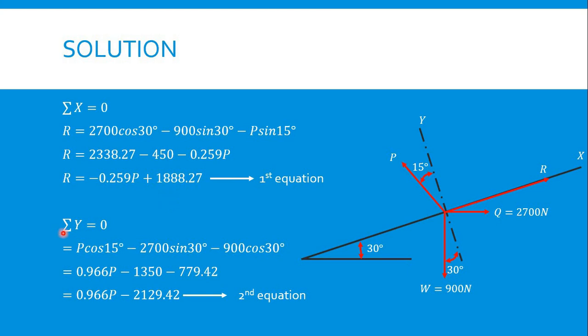1888.27. For the summation of Y: P cosine 15 degrees minus 2700 sine 30 degrees minus 900 cosine 30 degrees. That is 0.966P minus 1350 minus 779.42, and we can get the total for the second equation, which is 0.966P minus 2129.42.